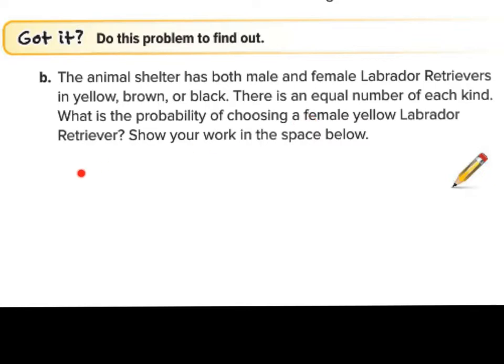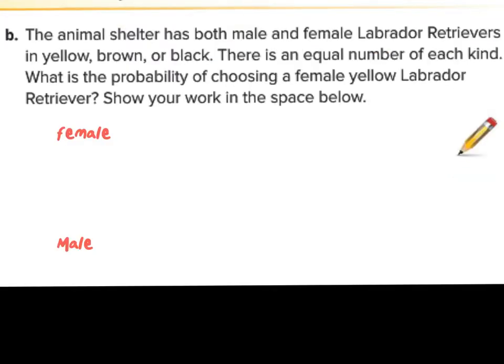If you know how to do this, please pause and try it on your own. Otherwise, stay on. If you paused and did it on your own, now please just watch to see if you did it correctly or not. What I've done is I've broken up the 2 groups into female and male. For female, I have 3 options: brown, yellow, or black, and I have the same options for males. Correct? Yellow, brown, black, yellow, brown, black.